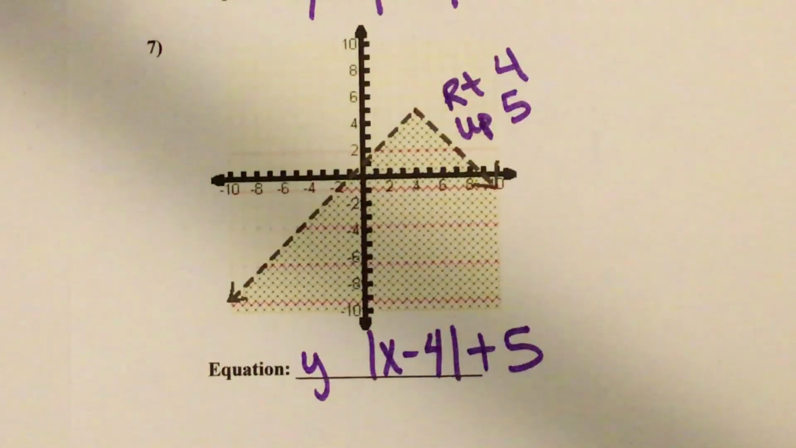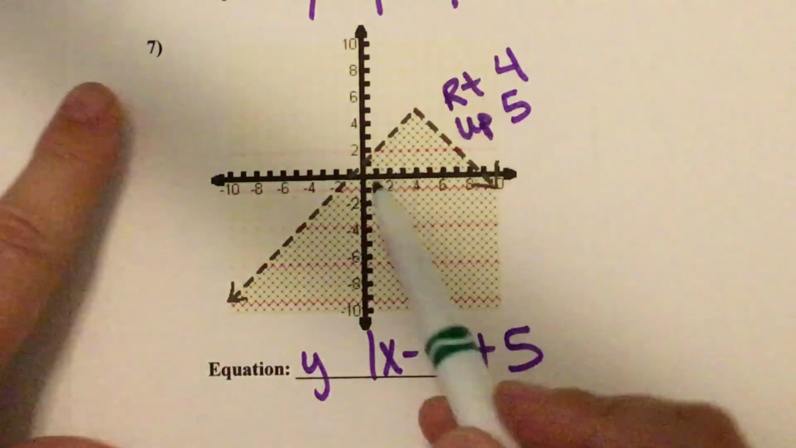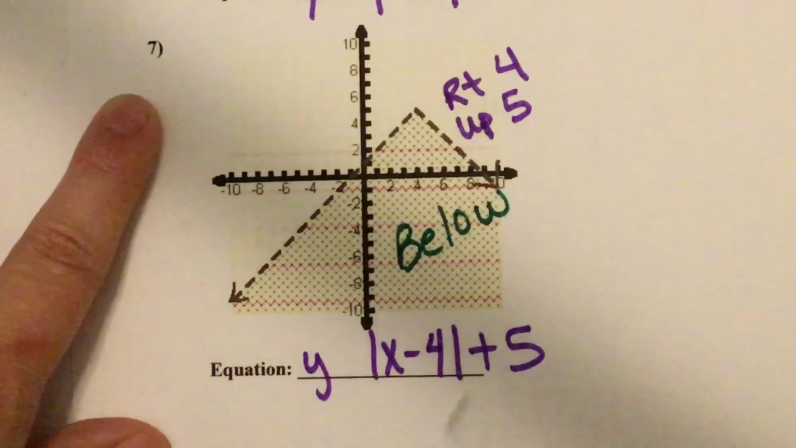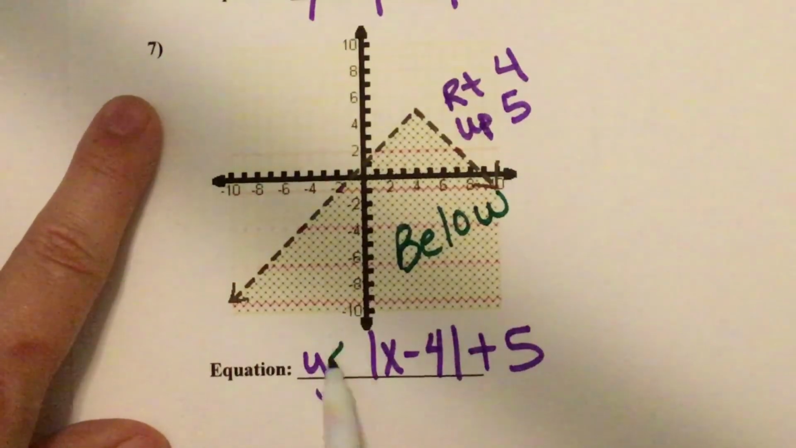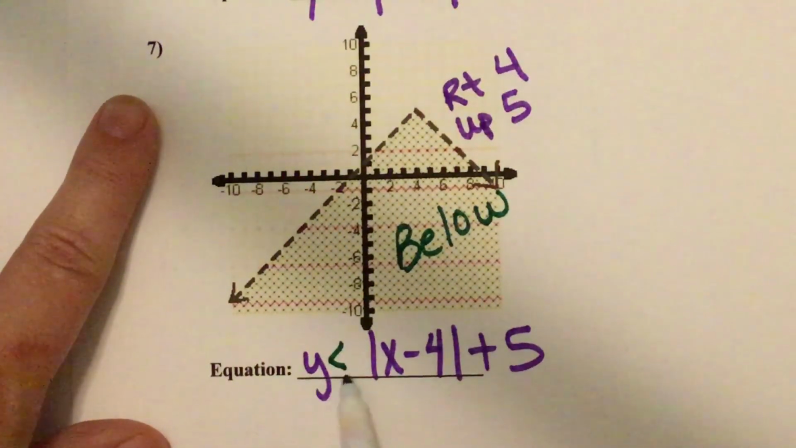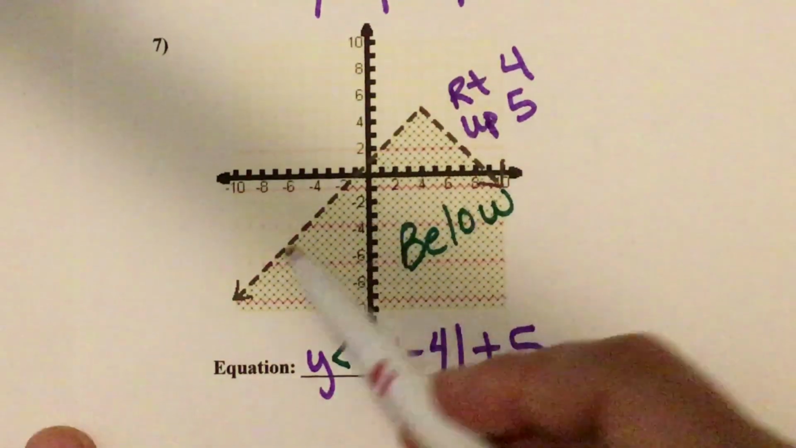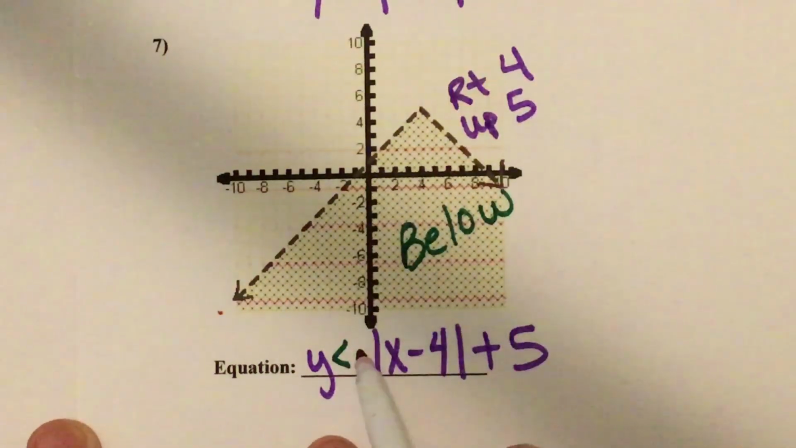Okay? Now, is the shading above or below? The shading is below. So when it's below, it is a less than. Will it get an equals? Nope. But there is something we have to do. Do you know what it is? Since the graph opens down, the slope is negative, so we need to put a little negative out in the front there.